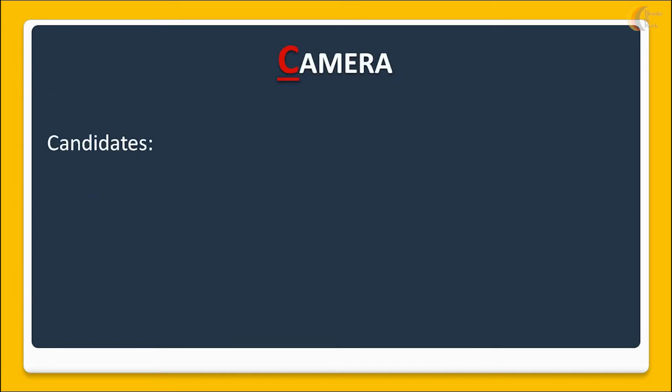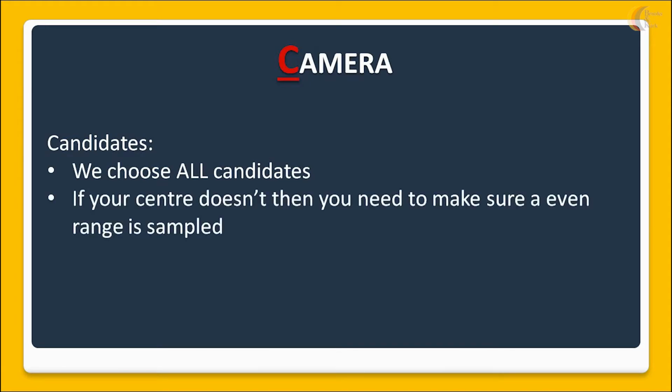If we look at CAMERA again, candidates. Remember, our policy says that all candidates will be sampled, so therefore we'll choose all candidates. If your centre doesn't, then you'll need to make sure that an even range is sampled, so you'll need to be thinking about gender, age, ethnicity, and all the other factors which make up a cohort. But for ourselves, we can sample all candidates, so we don't need to think about these extra sampling strategies we'll need to put into place.